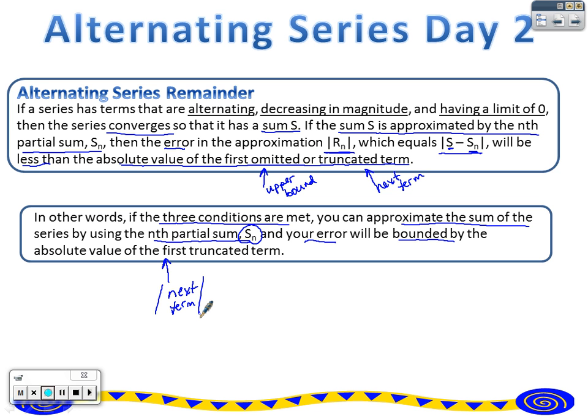In order to use this theorem, this alternating series remainder theorem, the alternating series actually has to converge. So you need to mention that it converges. You can't just start using it on any alternating series, because it doesn't work on any alternating series, only those which converge. Okay, questions so far? That's just the concept we're going to be looking at. We're going to look at some problems. Okay, let's go to the next page.